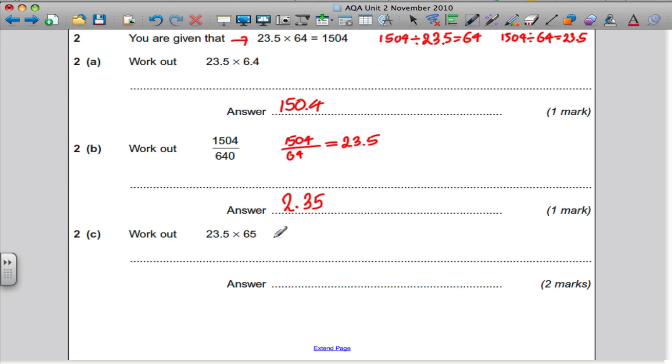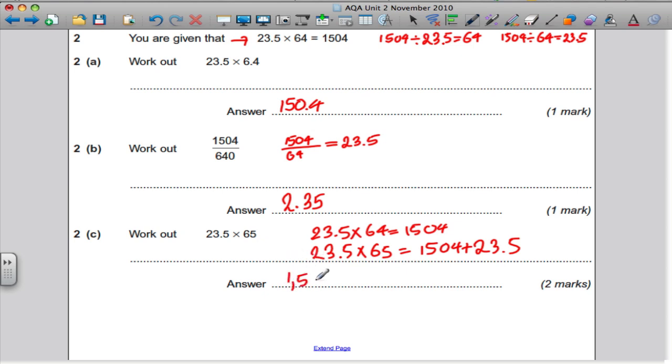And lastly, 23.5 times 65. Well, we know from above that 23.5 times 64 is equal to 1504. So 23.5 times 65 must be one extra lot of 23.5 added onto 1504. So it must be 1504 plus an extra 23.5, and that's easy to calculate. That must be 1527.5. And the second question is done fairly easily.